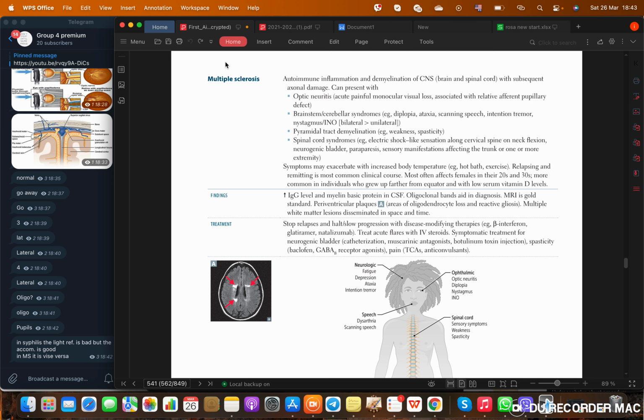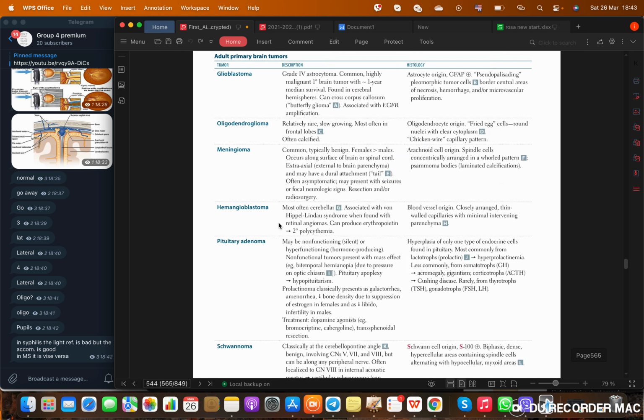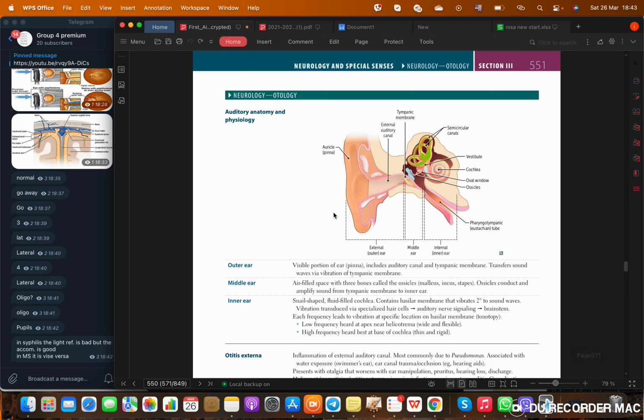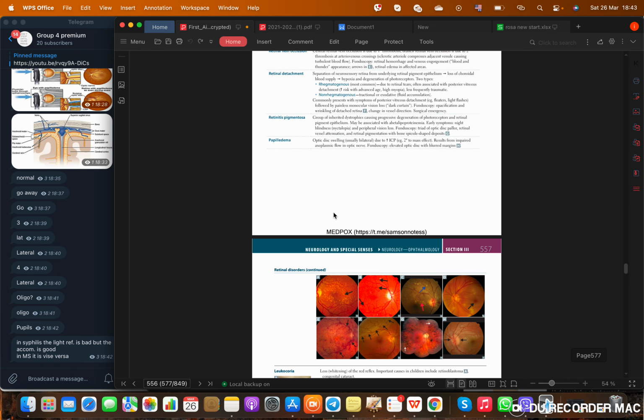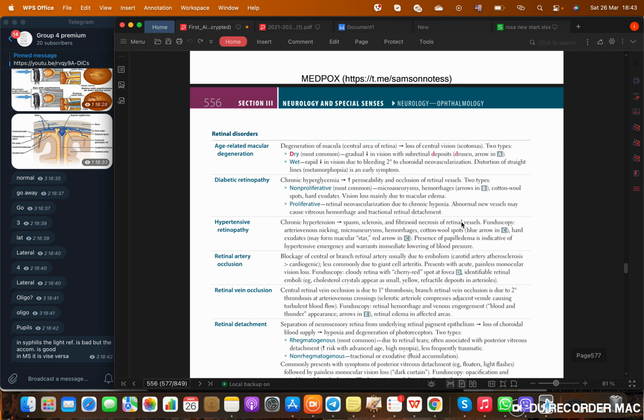What is INO? It's internuclear ophthalmoplegia, which is basically affecting the MLF, which is a white matter tract that connects the sixth cranial nerve to the third cranial nerve. I believe it will be discussed in ophthalmology somewhere, isn't it? Oh yeah, it is. It will be discussed in ophthalmology. Okay.